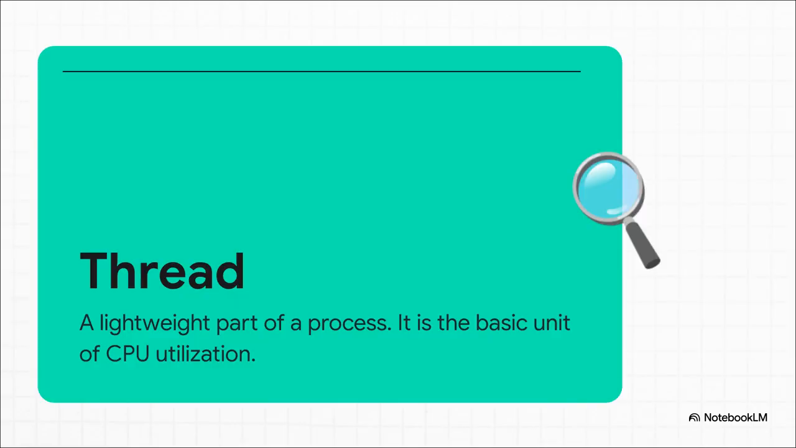But what if our chef, our process, could do more than one thing at a time? Well, that's where threads come in. A thread is kind of like an assistant for the chef. So think about your web browser process. It can have one thread fetching images, another thread playing a video, and a third one responding to your mouse clicks, all happening at the same time. We call them lightweight because they share the same kitchen, the same resources as the main process, which makes them way faster to create and manage.